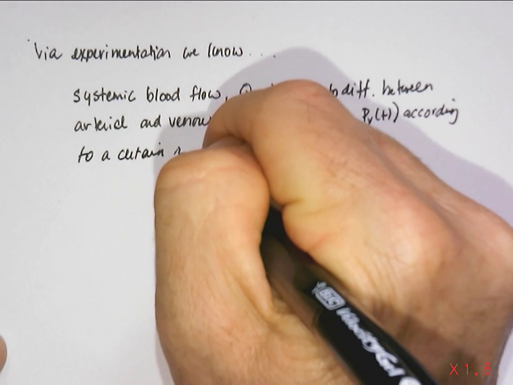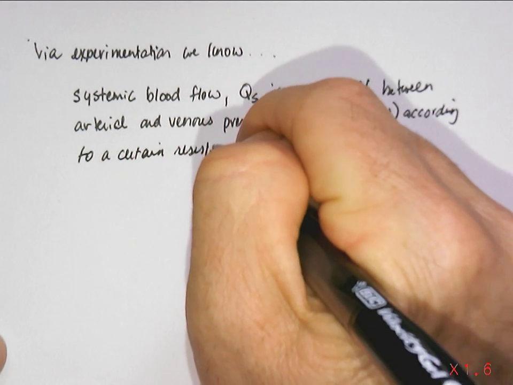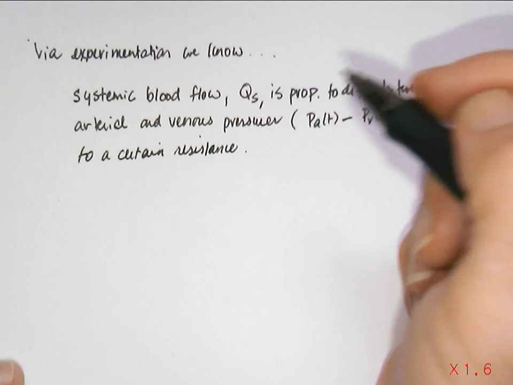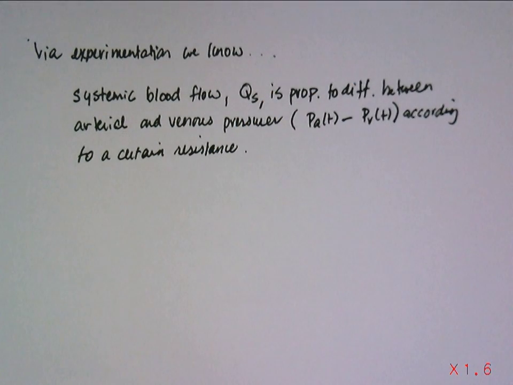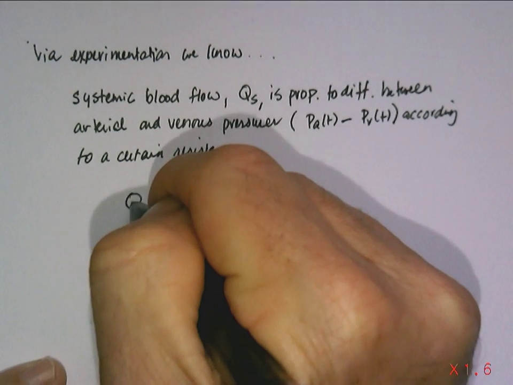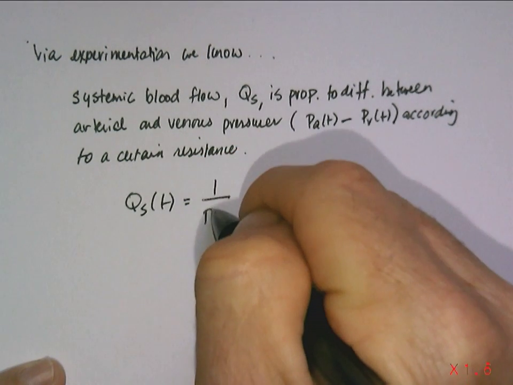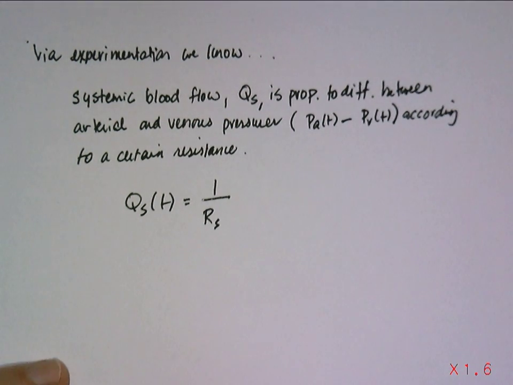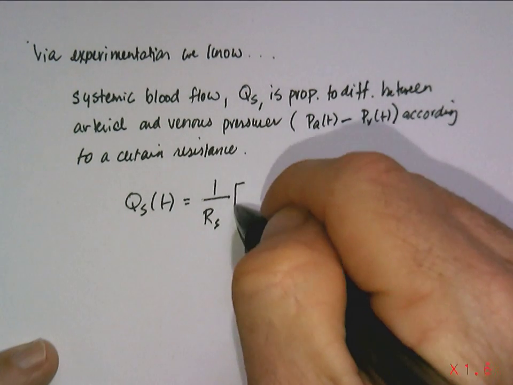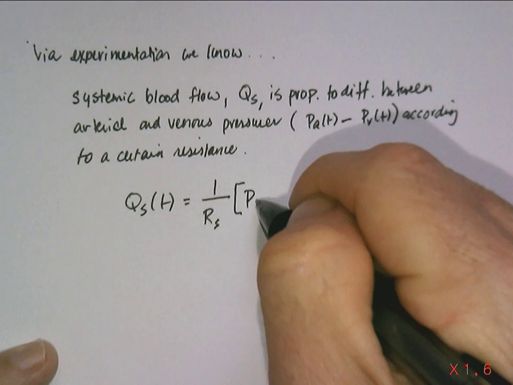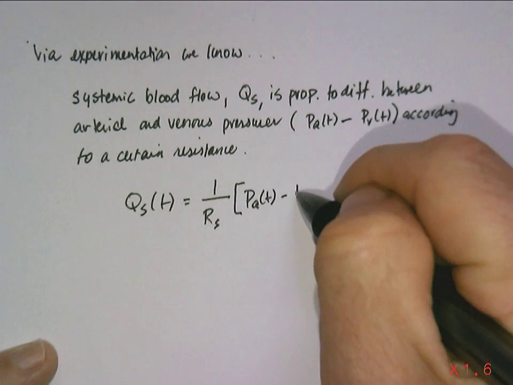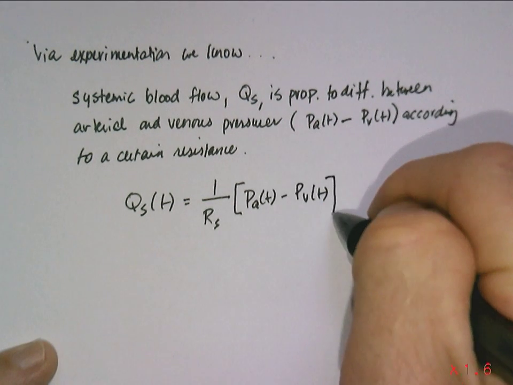So given a certain resistance, which really, as we've already discovered, is going to be determined by the size of the radius of your vessels, if they've been shrunk or plaque built up and so forth, that's going to determine this. So what you've got is the systemic blood flow as a function of time, which could be represented by 1 over R sub S. Again, R sub S is the resistance factor, the constant of proportionality, times this difference, PA of T minus PV of T. Okay?